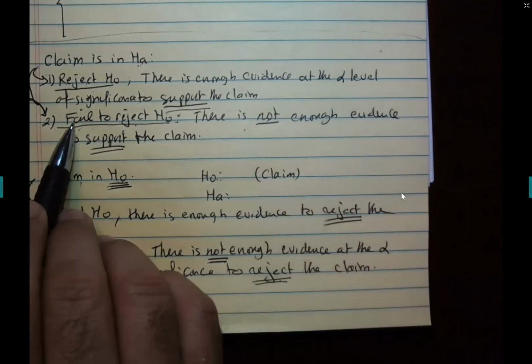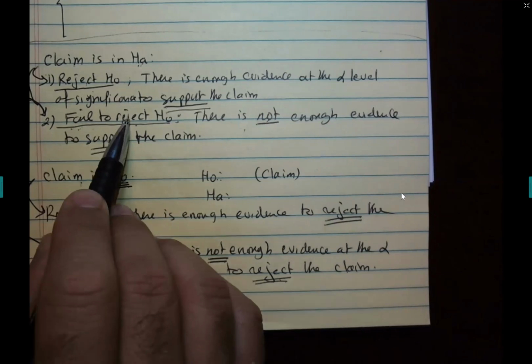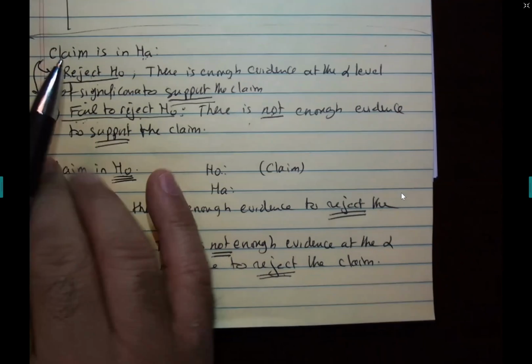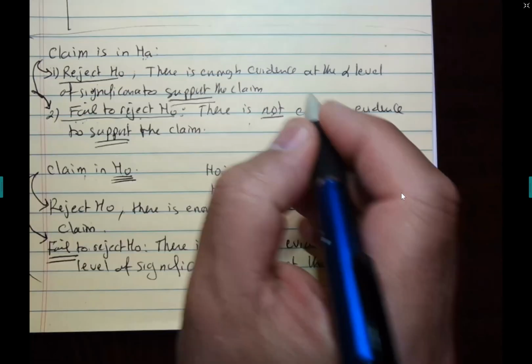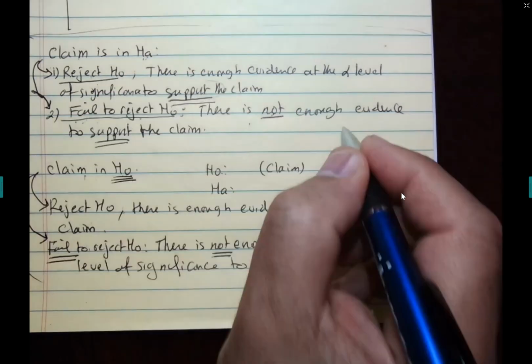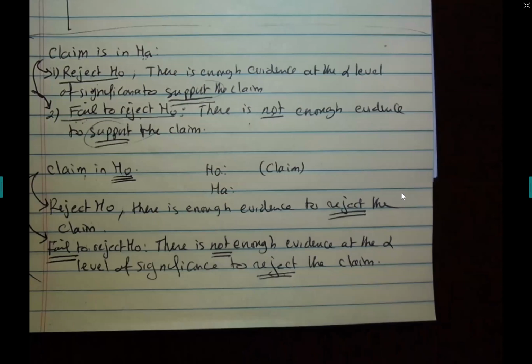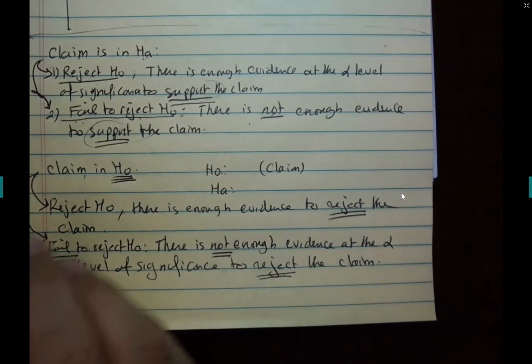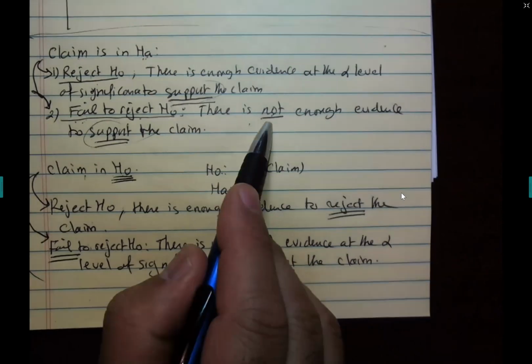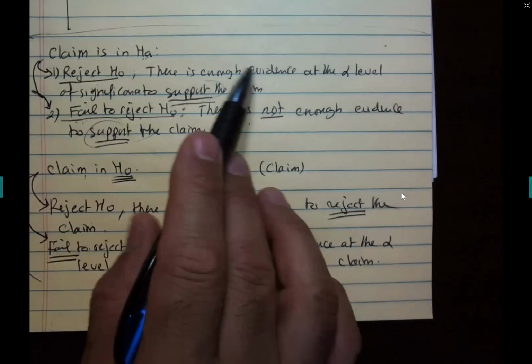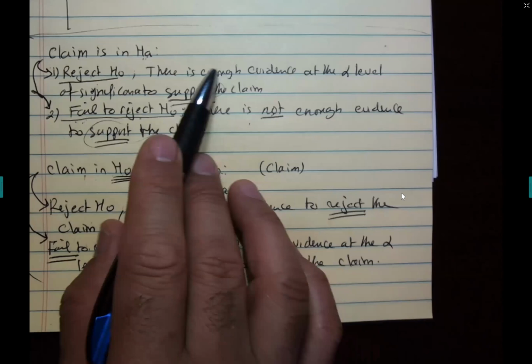Now, if you fail to reject H0, that's a second scenario, and your claim happened to be in HA, you say, I cannot support the claim. So when your claim is in HA, guys, you have to use the language of support. Support, support. You have to use this. Remember, when you fail to reject, there is a not here. When you reject H0, you don't see the not. There is enough evidence to support the claim. So these are 2 scenarios.